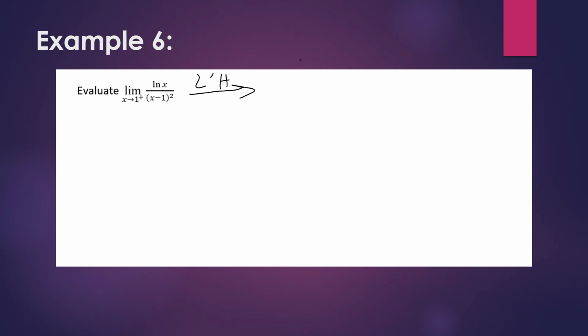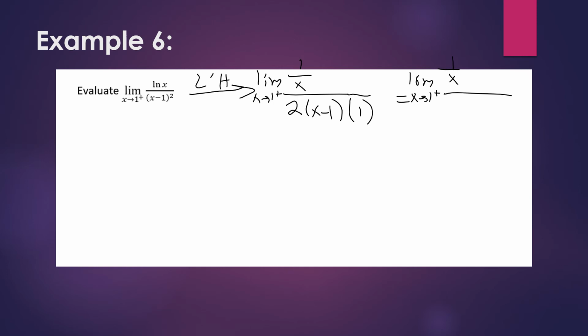And the derivative of ln x is 1 over x. And don't forget that we are taking the limit as x approaches 1 from the right. And in the denominator, this is a chain rule if you don't want to multiply it out. So this is going to be 2 times x minus 1. The derivative of the inside is just 1. So this is 1 over x, don't forget my limit, divided by 2x minus 2.